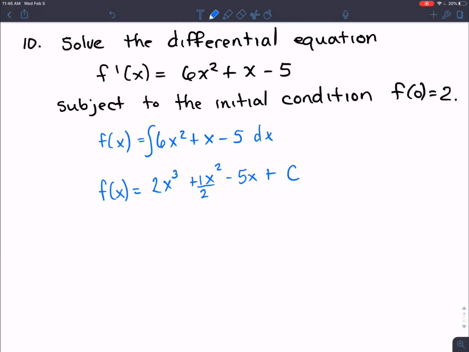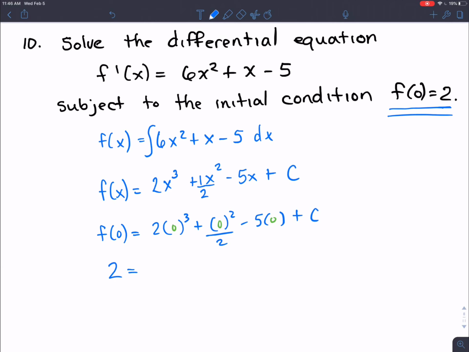Now, we don't know what the constant is, but this information will help us find out what our constant c is. So it's saying if you plug in f of 0, when x is 0, everywhere that there's an x, plug in 0, to see if you can find out c, and that makes this pretty easy. So we'll have f of 0, which is 2. F of 0 is 2, so 2 is equal to c.